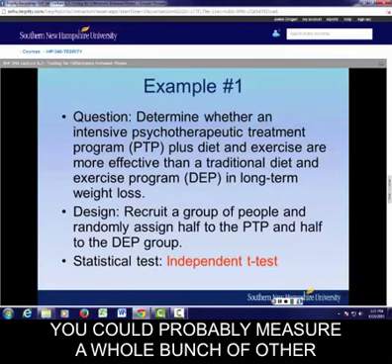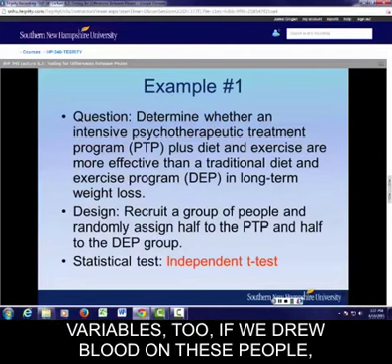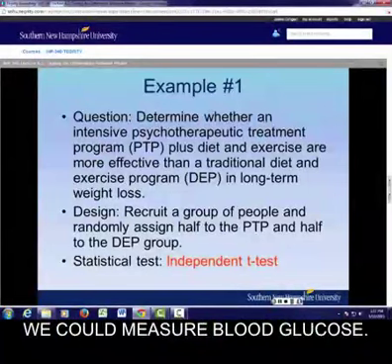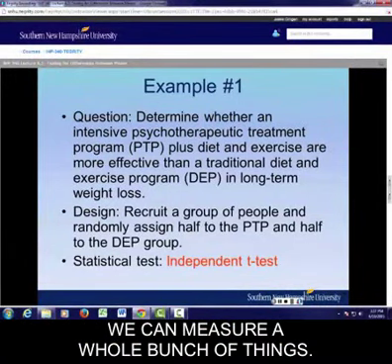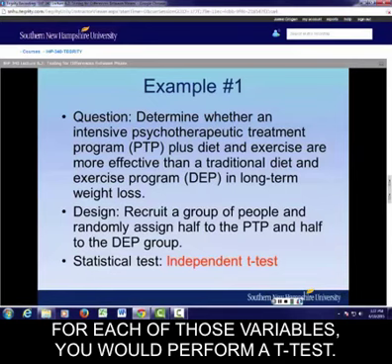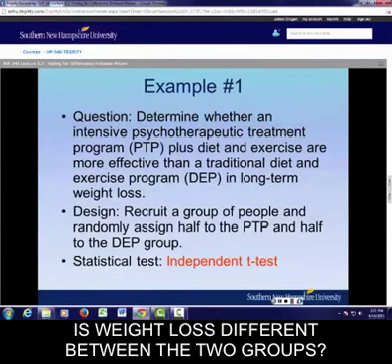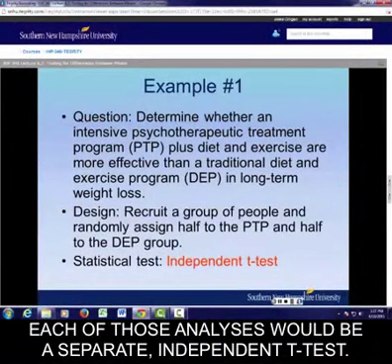You could probably measure a whole bunch of other variables too. If we drew blood on these people, we could measure cholesterol, we could measure blood glucose, we could measure a whole bunch of things. For each of those variables, you would perform a t-test. Is cholesterol different between the 2 groups? Is weight loss different between the 2 groups? Each of those analyses would be a separate independent t-test.